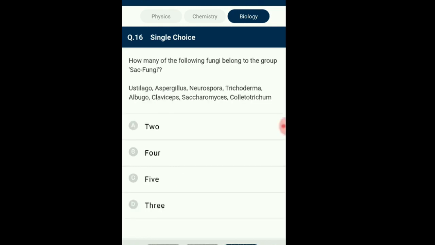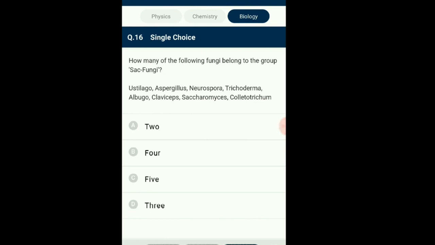Question number 16. How many of the following fungi belong to the group sac fungi? Here some of the fungal species names are given. Ascomycetes include multicellular organisms with some rare unicellular ones. They are commonly known as sac fungi. These fungi are saprophytic, decomposers, parasitic, or coprophilous, which means growing on dung, with branched mycelium.